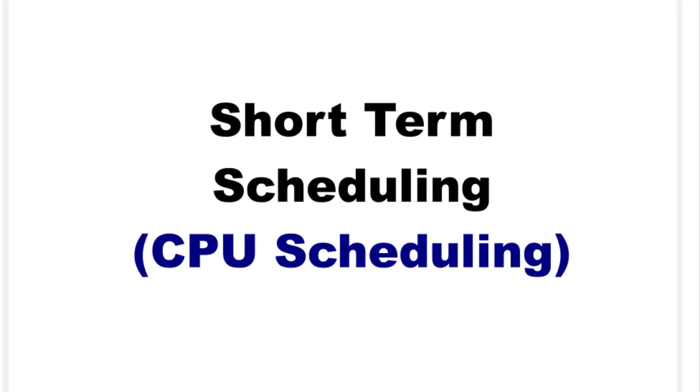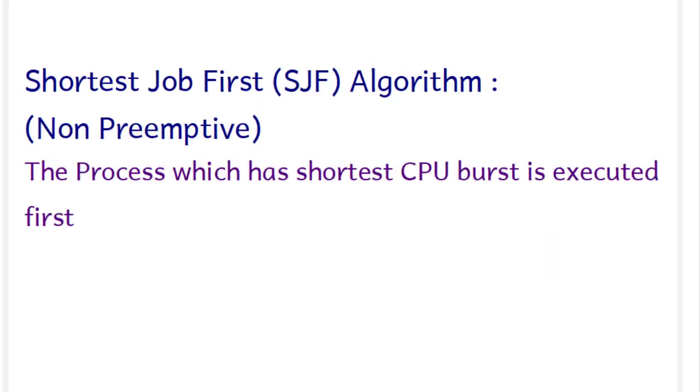We are doing the short-term scheduling algorithms called CPU scheduling. In the last session we did the first come first serve algorithm. In this session we'll be doing the other algorithm called the shortest job first, SJF, algorithm. Now this SJF algorithm comes in two versions. One is non-preemptive, the other is preemptive. So today we'll be doing the non-preemptive case.